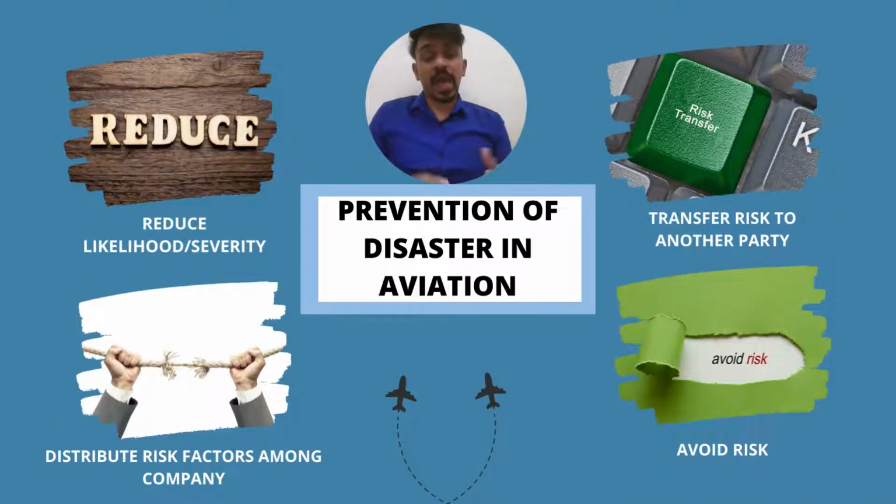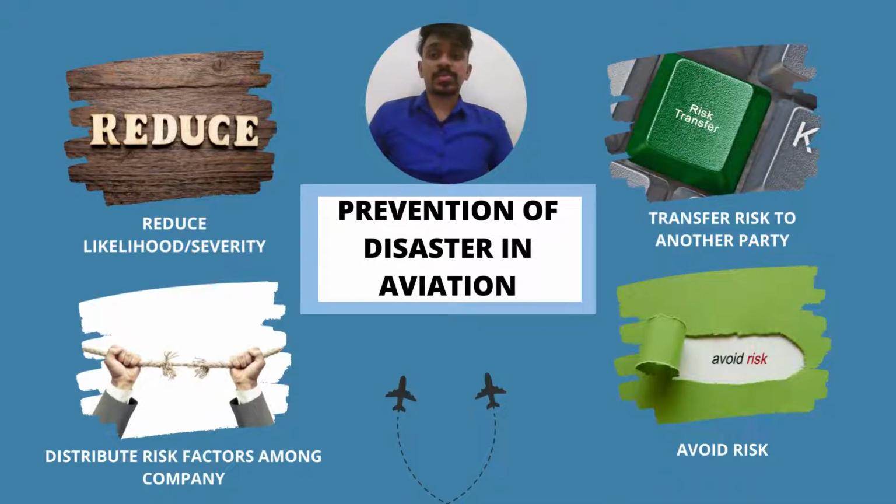So I'm going to talk about how we prevent disaster in aviation. The first one is reduce likelihood or severity, which involves keeping a particular action, behavior, procedure, or task to a minimum, or implementing actions that actively reduce risk. This offers a solution for risks that are impossible to avoid and also allows us to gain some control over complex situations.